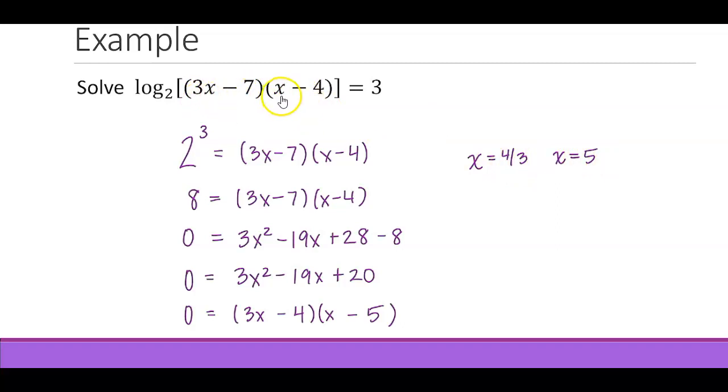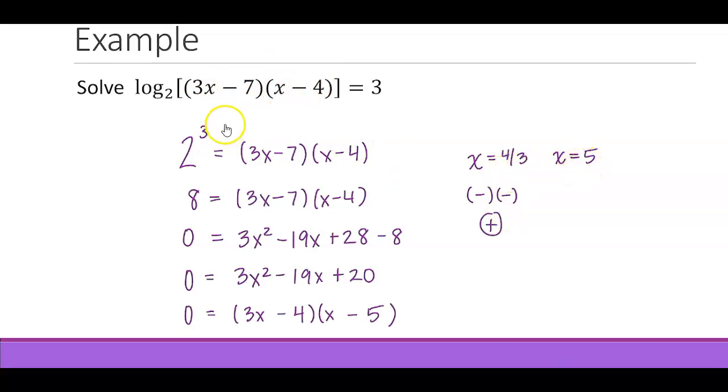And I say that these are possible solutions because we need to make sure that neither of these values makes the inside of the logarithm negative, because I can't plug negative values into a log that's outside of its domain. To check each answer, I want to substitute them into each x to make sure the whole inside ends up being positive. So when I check 4/3, 3 times 4/3 is 4, and 4 minus 7, that's a negative. So I'm doing a little sign analysis here. I have a negative, and then 4/3 minus 4, that's going to give me another negative. So altogether, that would make the inside of the log positive, so 4/3 is a solution.